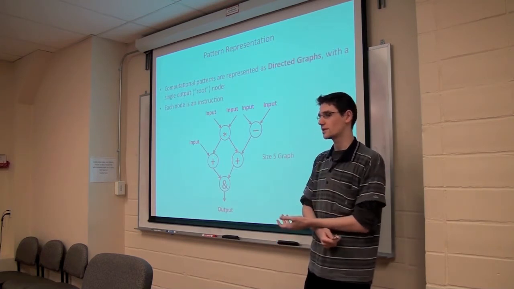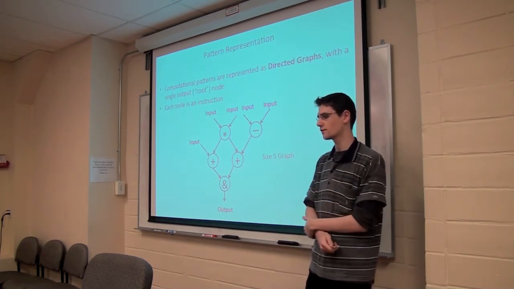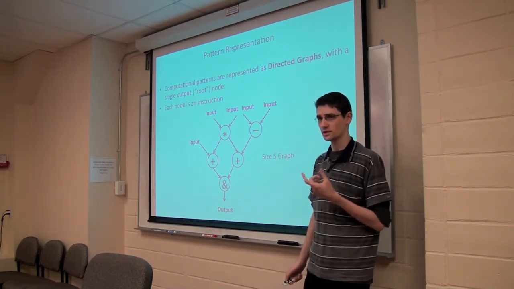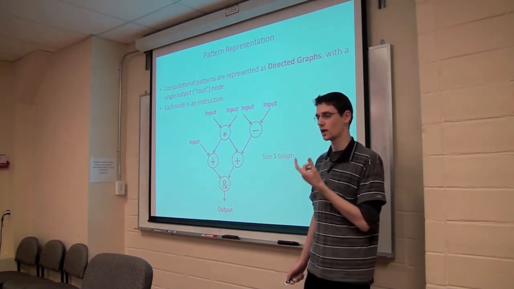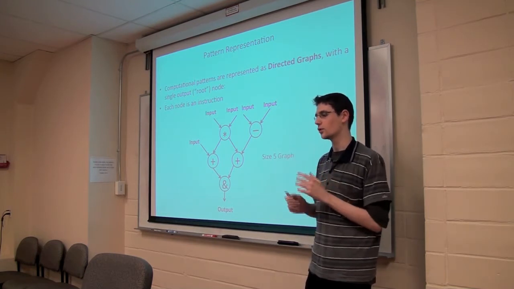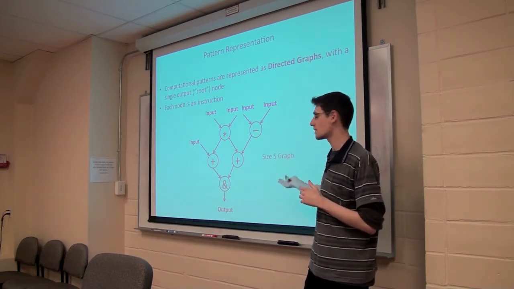The way that LegUp represents these computational patterns are as data flow graphs. So this is an example of a size 5 graph. Each node in these graphs represents an instruction, and there's a single root or output node, just like an operator has a single output, but it can have multiple inputs. So this is an example of a size 5 graph.